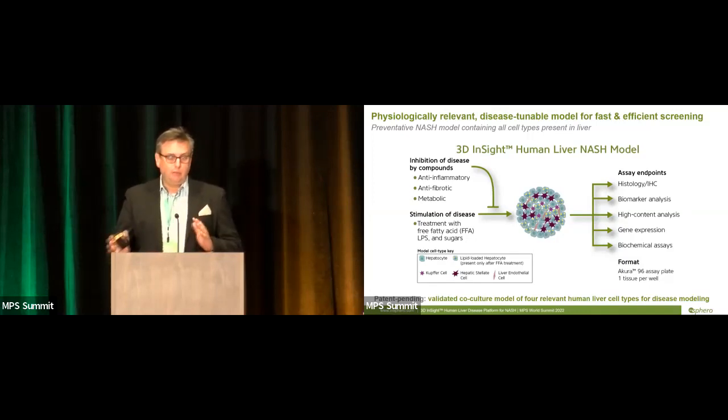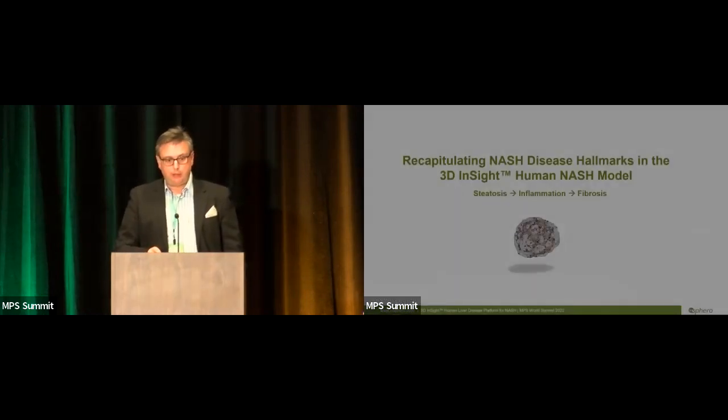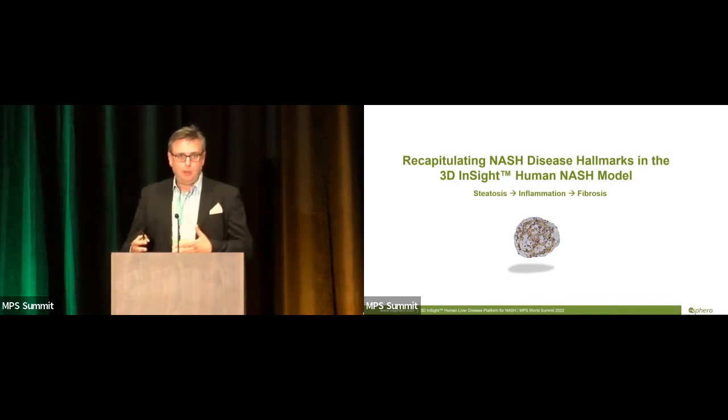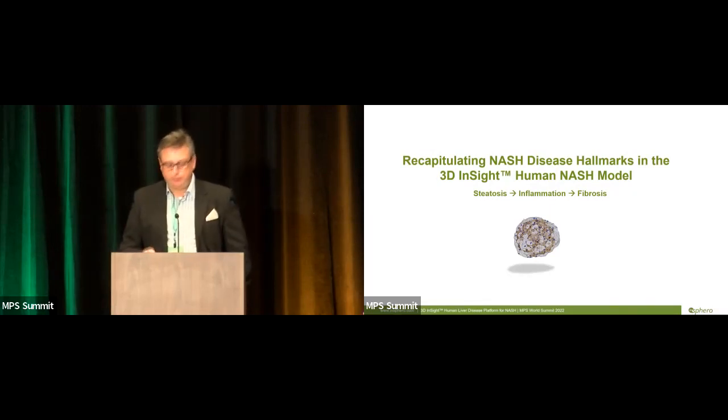So the primary ones that you see today are biochemical assays on the screening side, and then either high content imaging based or histology based IHC endpoints to look at tissue morphology from a histological perspective. So this happens all in our Acura 96 well plates, a single tissue per well, always the same cellular composition, always the same size. Uniformity is key here because otherwise we'll never really get to a screening compatible solution.